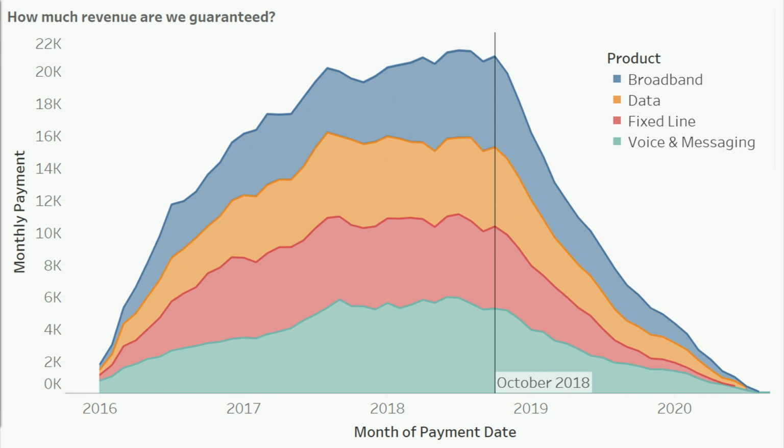When we're looking at contracts data, as a business, it doesn't necessarily matter to us when the contracts were signed. What instead matters is when we're going to get paid, those monthly payments that are due. So what this viz is showing us is how much revenue we're guaranteed each month based on the contracts that we've already signed. So a simple way to explain it is if we stop selling contracts today in October 2018, then revenue would stop coming in towards the end of 2020.